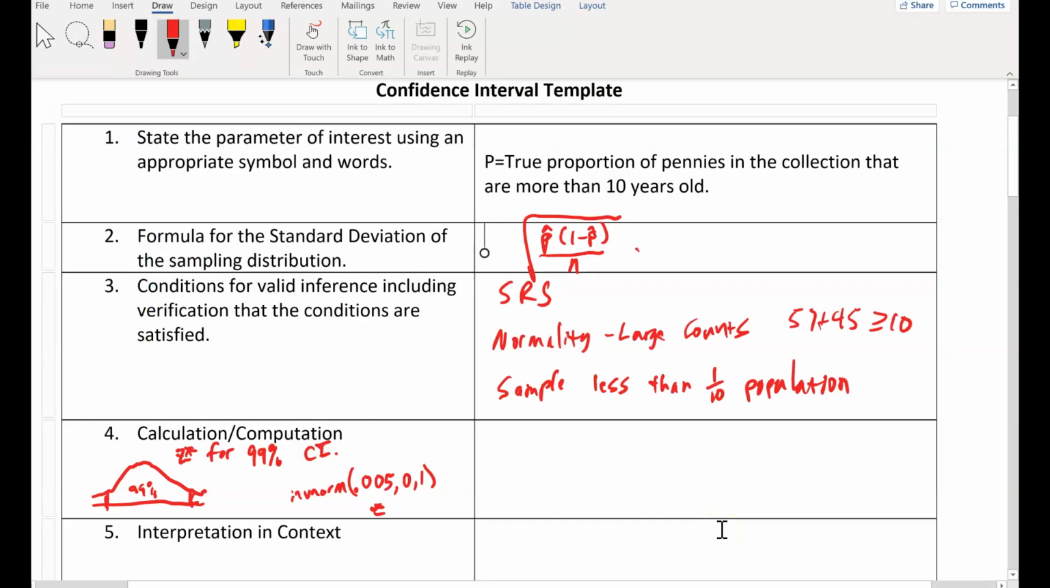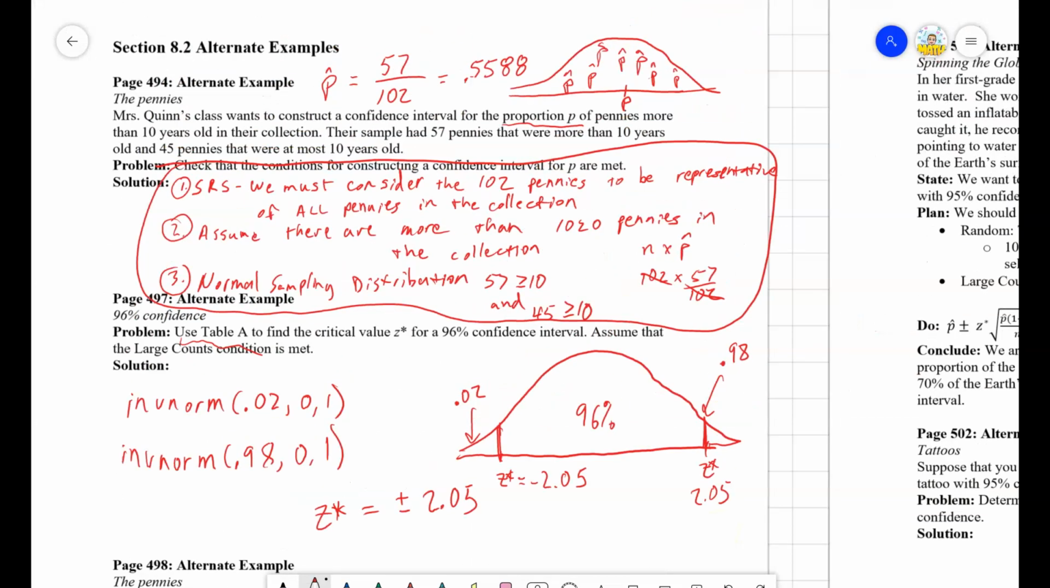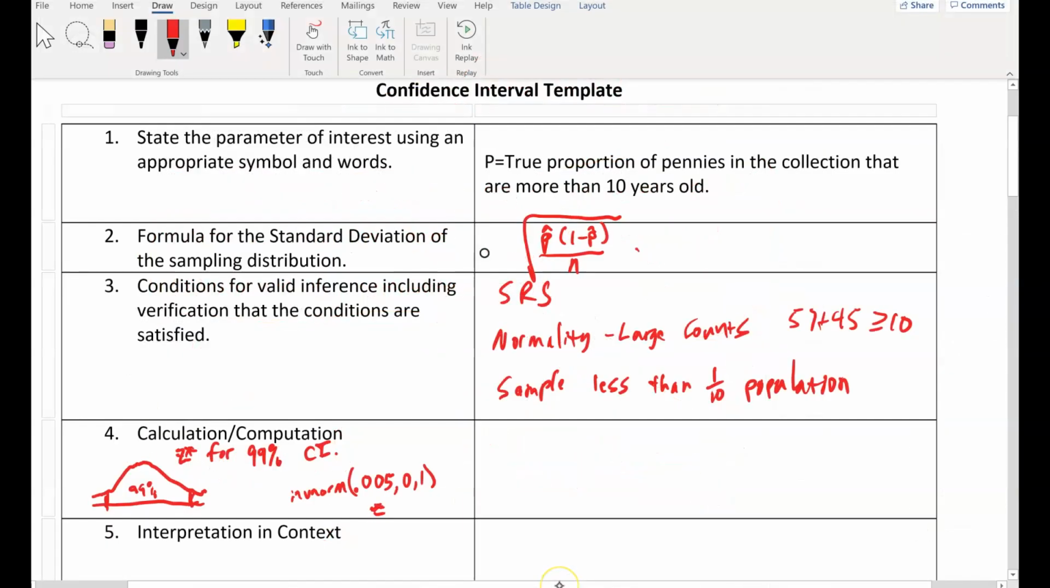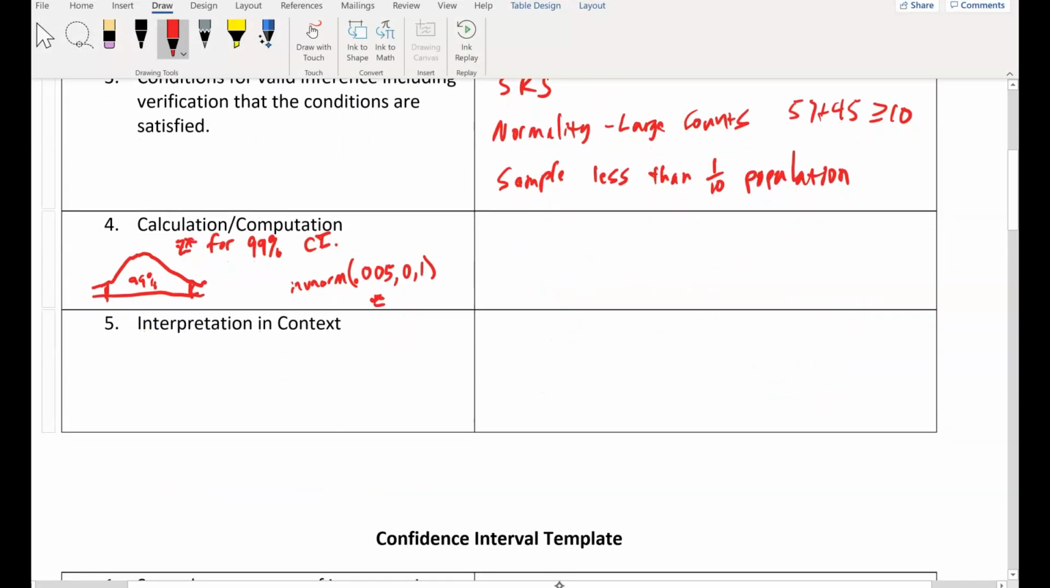I'm going to take my point estimate, which if we go back and see, was 0.5588. It's p hat. I'll write the formula out so you can see. It's going to be p hat plus or minus a critical Z value based on the confidence level times our standard error. We want to add and subtract a certain number of standard errors from that. So this would be 0.5588 plus or minus 2.576 times that standard error recipe.